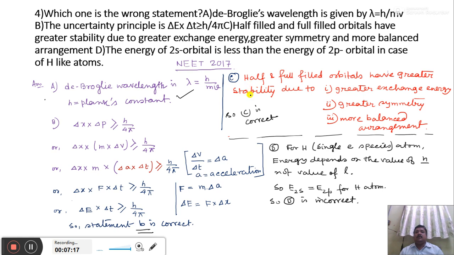Now option C: half-filled and fully filled orbitals have greater stability due to greater exchange energy, greater symmetry and a more balanced arrangement. So option C is also correct. Now option D is for the H atom, which is a single-electron species; the energy depends on the value of n only, not on the value of l. So the energy of 2s and 2p are the same. So option D is incorrect. This problem came in the NEET 2017 exam.